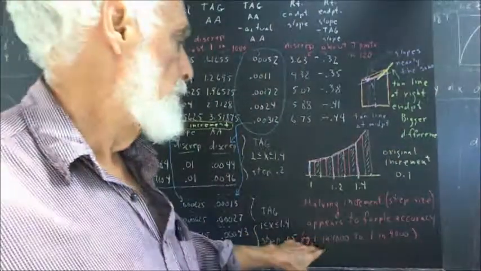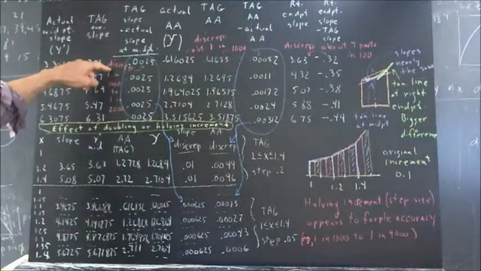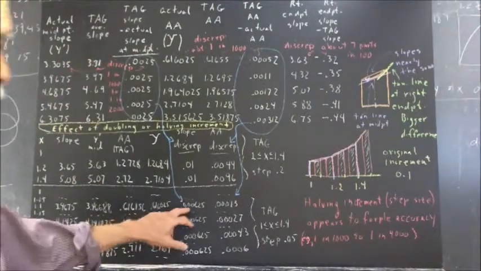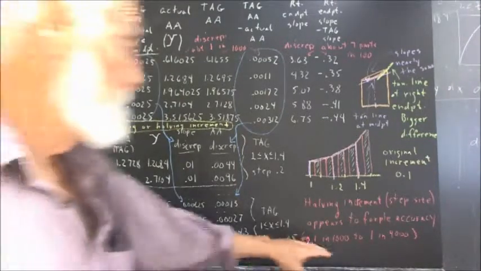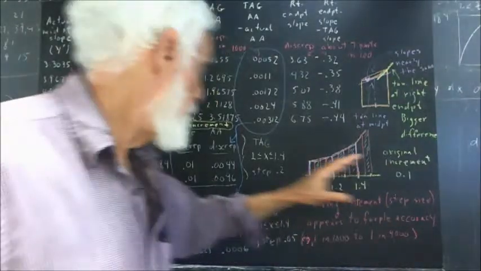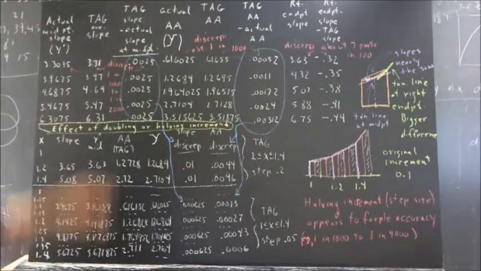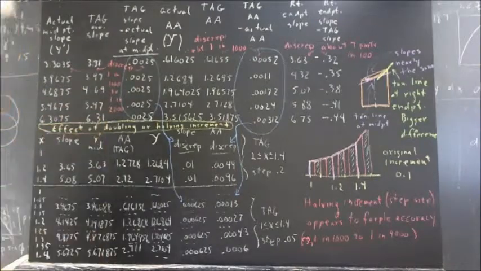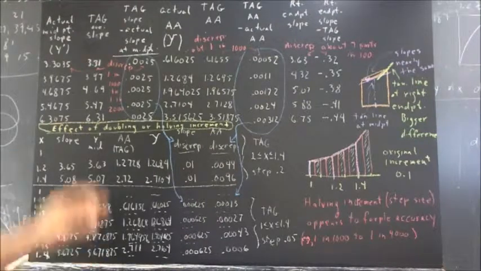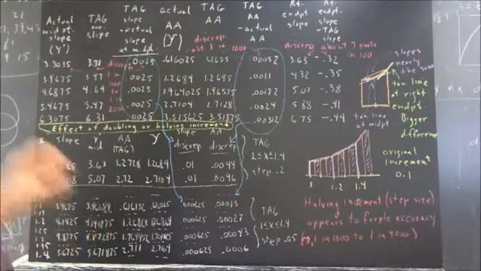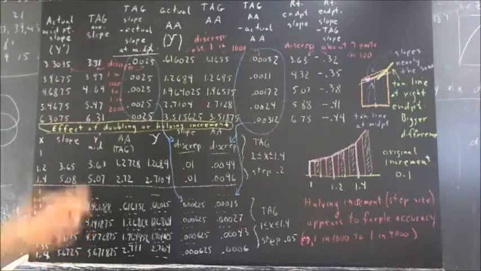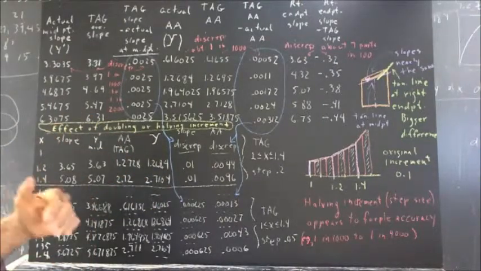In other words, we go from 1 part in 1,000, let's say here, to 1 part in 4,000 here. And of course, there are changes. This goes to 1 part in 2,000 here, so this probably goes to 1 part in 4,000. The idea is that halving the increment appears to quadruple our accuracy, to cut our discrepancies by a factor of 4.